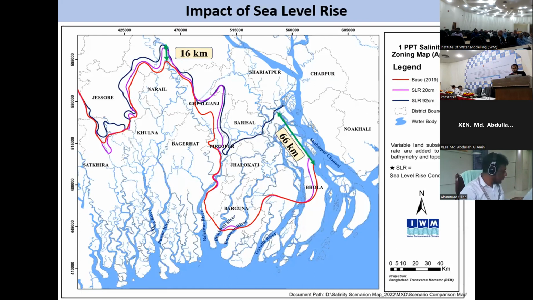And for year 2100, during this time the sea level rise will be 92 centimeters. For this period, the salinity will move upward by 16 kilometers along the Gorai River, and we see that our freshwater zone will be lost at year 2100. The 1 ppt salinity line will move upward by 66 kilometers along the Shahbazpur channel.